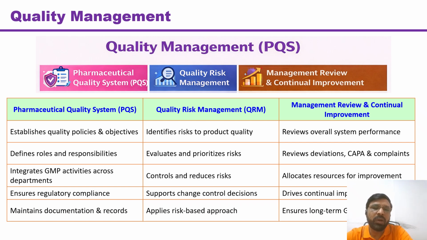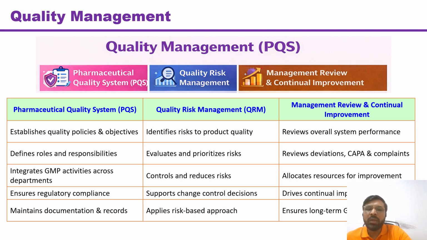It establishes quality policies and objectives. It defines the roles and responsibilities. It integrates the GMP activities across the departments and ensures regulatory compliance. It maintains the documentation and records. Means basically it is establishing the systems and procedures, so that we can maintain traceability and accountability, and we can investigate if any non-compliance is observed.